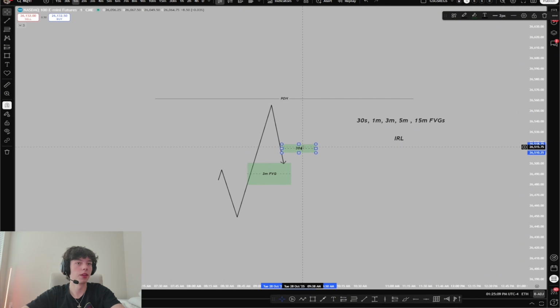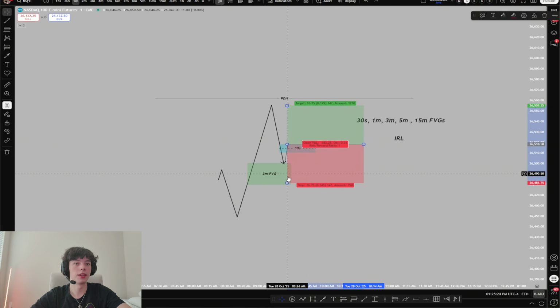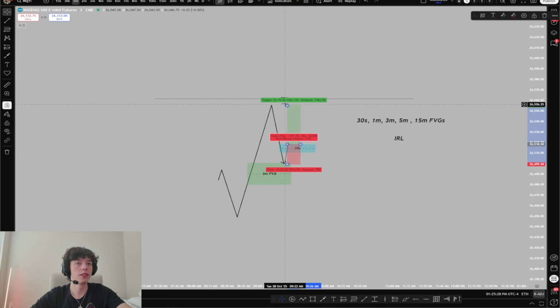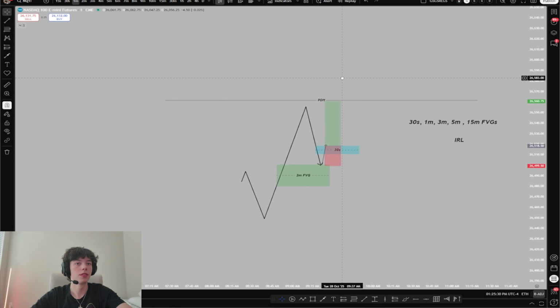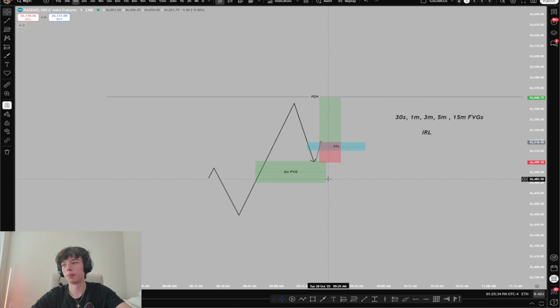So we're going to mark this out, 30 seconds. Let's make it a different color. You are now going to wait for the market to close above this 30-second. Once the market closes above the 30-second, you will be slapping on your long position with a stop loss at the low. Usually this gives a crazy good risk to reward, because this newly created low is just a manipulation leg. The market is not likely to go back and run the manipulation leg again.